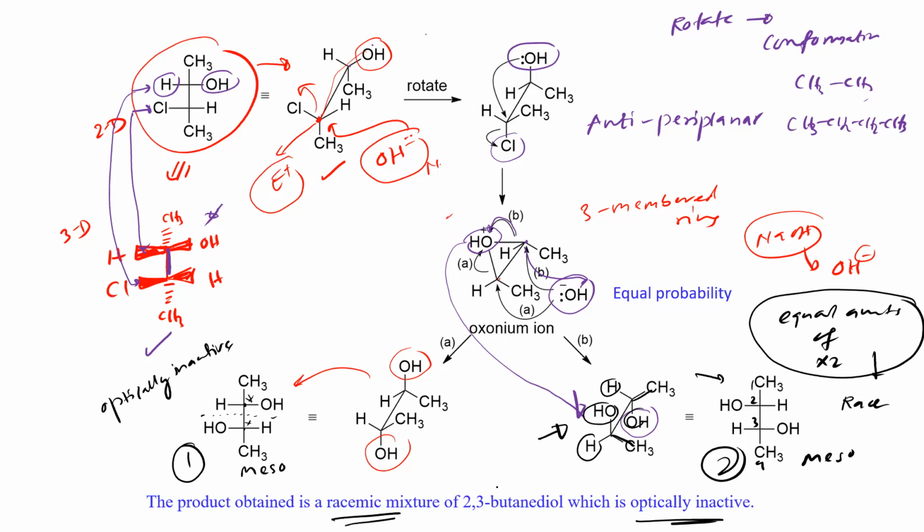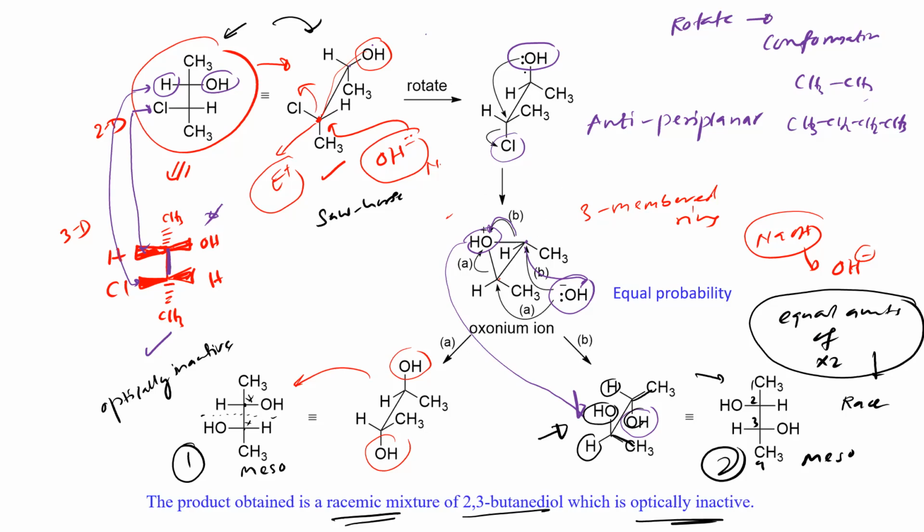So therefore 2,3-butanediol is optically inactive. So that is how we explain it. You're going to need the knowledge of Fischer projections. Then you need to convert that into a sawhorse structure. Then you rotate so that the intramolecular nucleophile and the electrophile can attack, until you have an anti-periplanar arrangement.